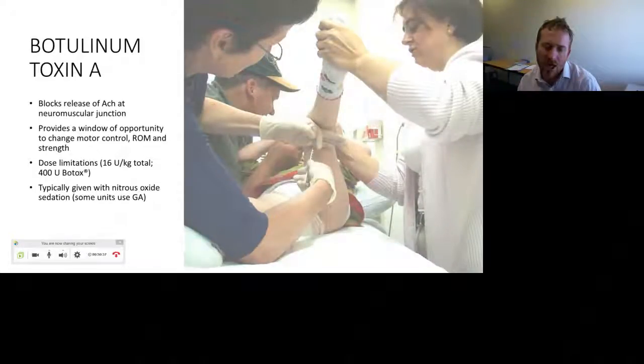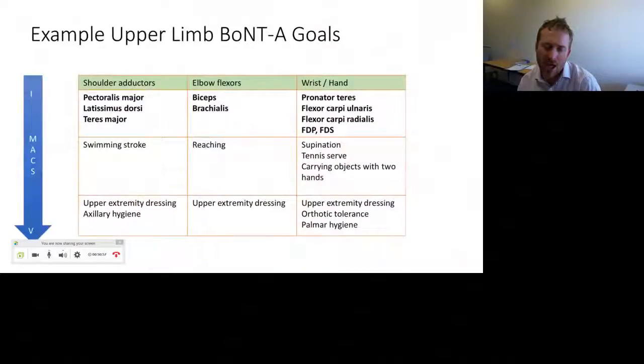About 95% of our Botox currently is given with nitrous oxide sedation. Some units use general anaesthetic. We're increasingly trying to help older children wean themselves off nitrous and have the Botox injections without sedation where appropriate. I just want to give an example of some botulinum toxin goals here.